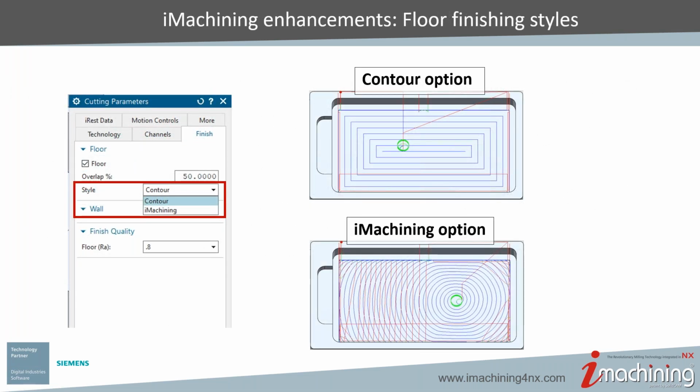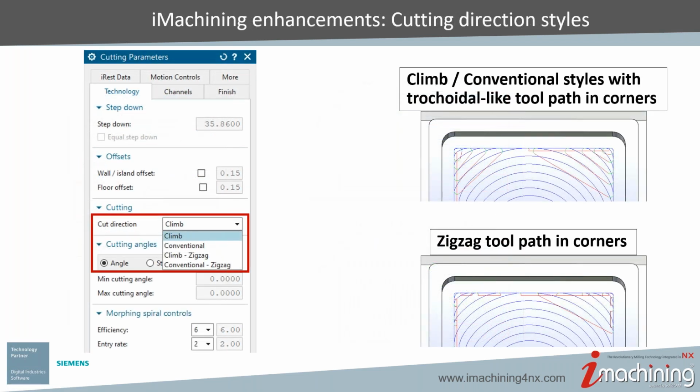We've added floor finishing styles. You can either machine the floor with an iMachining toolpath, or you can do it with a contour option. The contour option is very good for soft materials and things where you can take a small amount of material on the floor, but still a big step over without damaging the cutter. We also have our cutting directions. You can now do climb and conventional, or zigzag climb and zigzag conventional. This is mainly used for soft materials like aluminum.